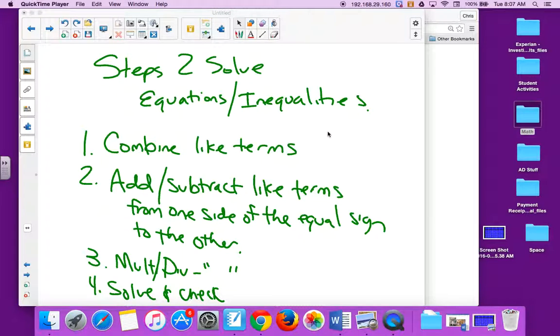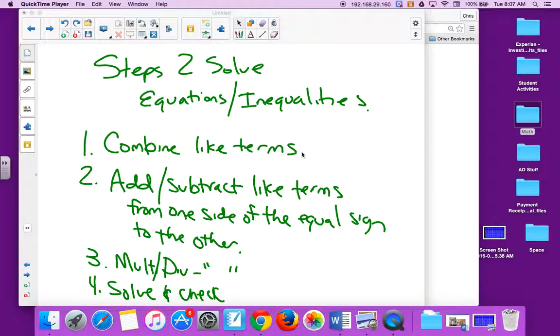Alright, so this video is going to be about two-step inequalities. I just wanted to throw some reminders out there. First of all, the same steps that are true for equations are also true for inequalities. Step one is to always make sure you combine like terms. This is staying on one side of the equal sign.